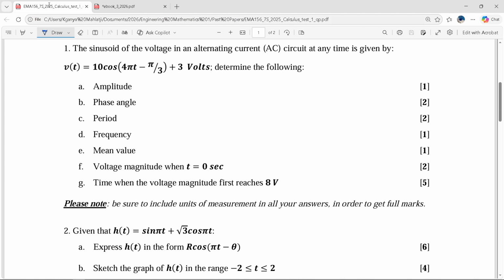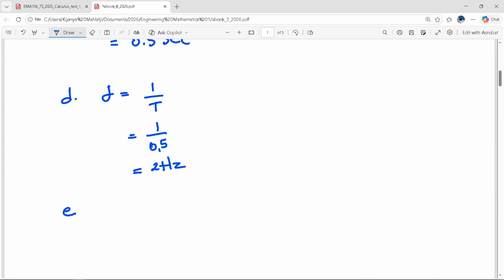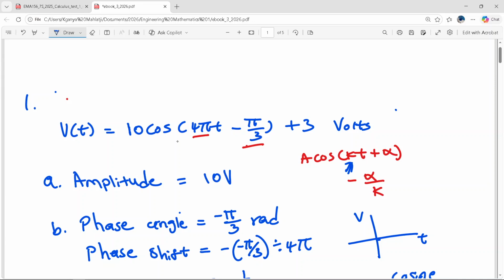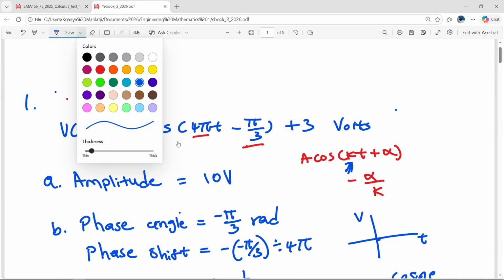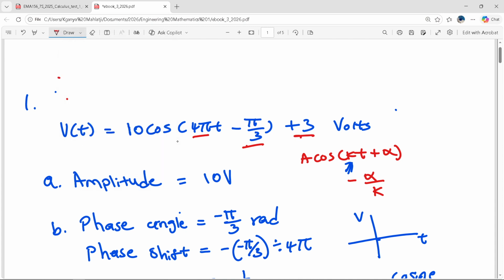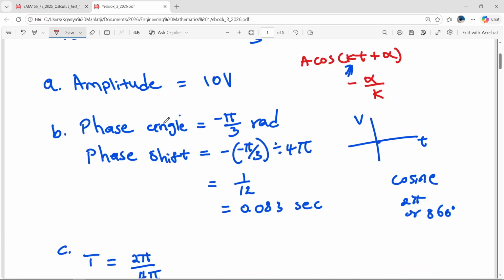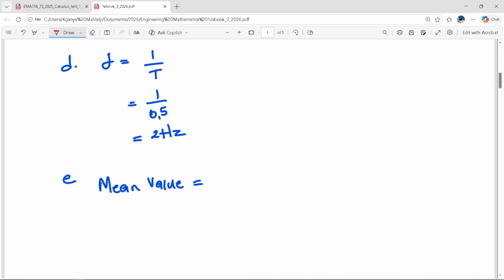Number E, they want the mean value. Mean value, when you work with these sinusoidal functions, is the constant, the y-intercept. You just go back to your function here. Your mean value should be this one, plus 3. My mistake, I wanted to select draw. Your mean value is 3.